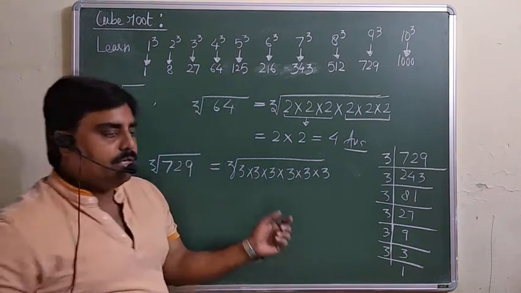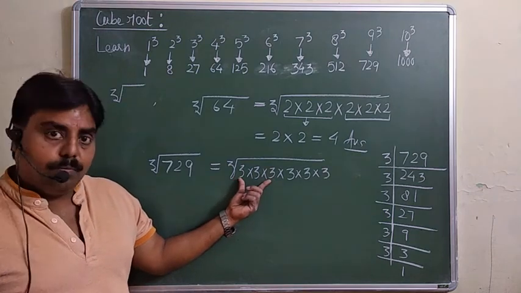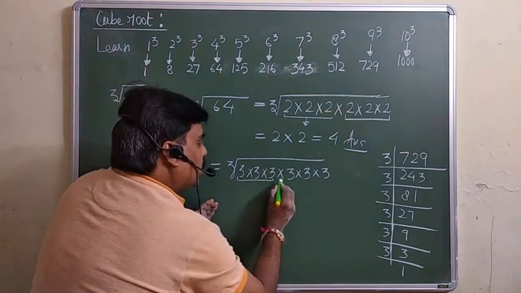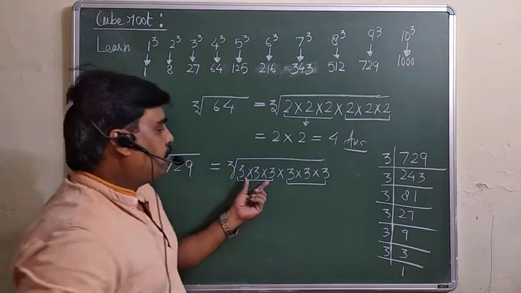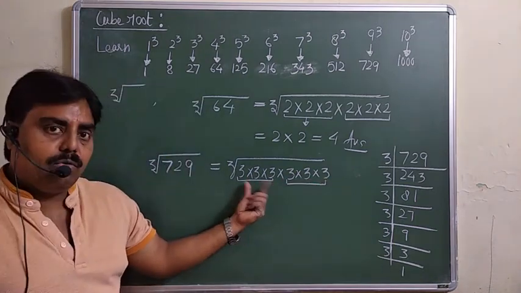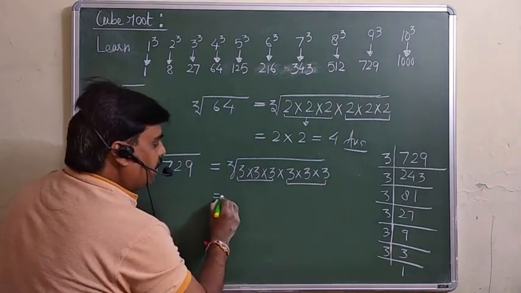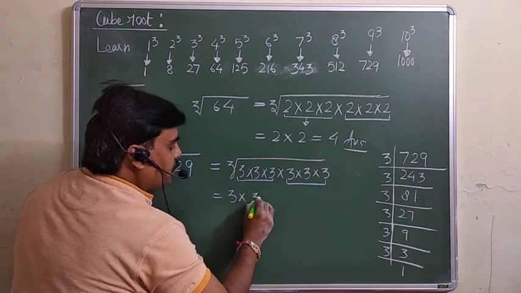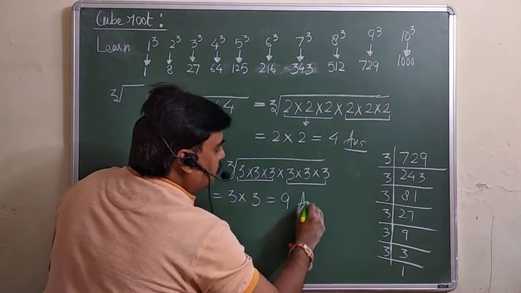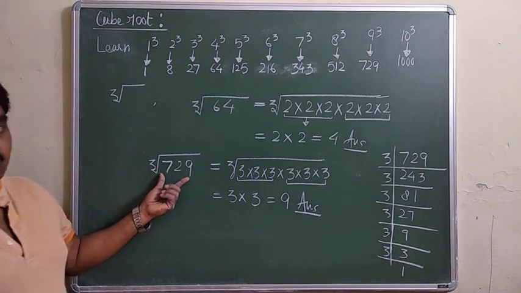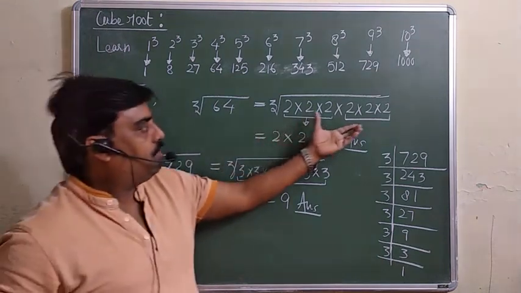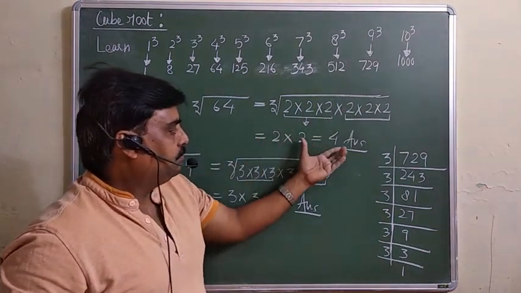After that, we are supposed to make groups. In a group there should be 3 numbers. हर ग्रुप में 3 नंबर होने चाहिए, and from these you pick out 1 number. इन 3 में से एक बाहर निकालेंगे, 3 and 3 from the other group, so you will get 9. So 9 is the cube root of this number. Likewise, simply by the factorization method you can find the cube root.